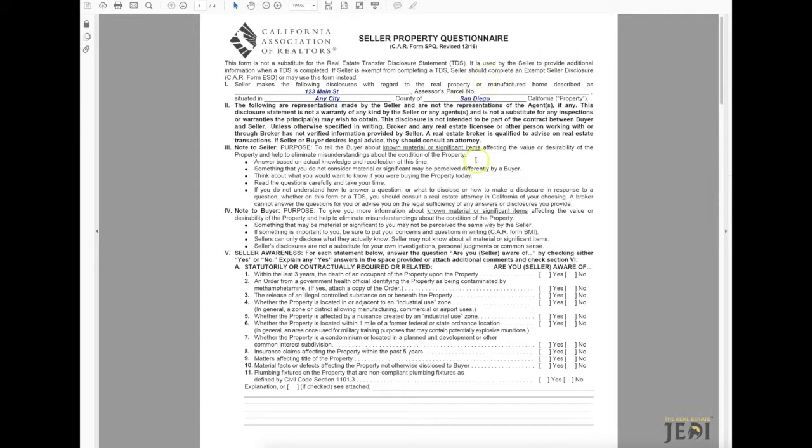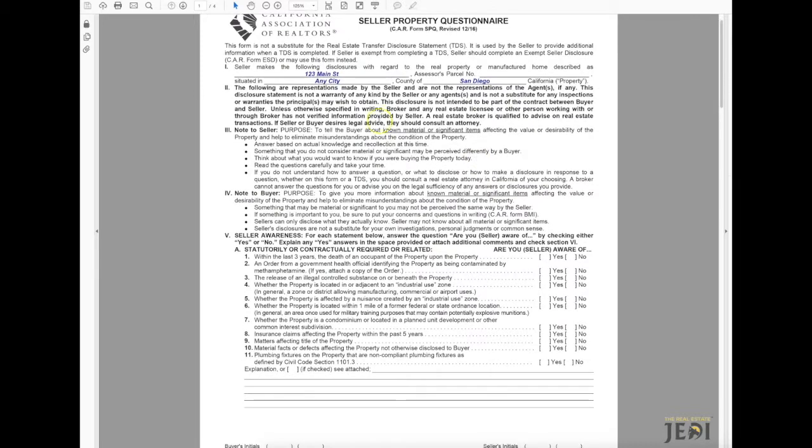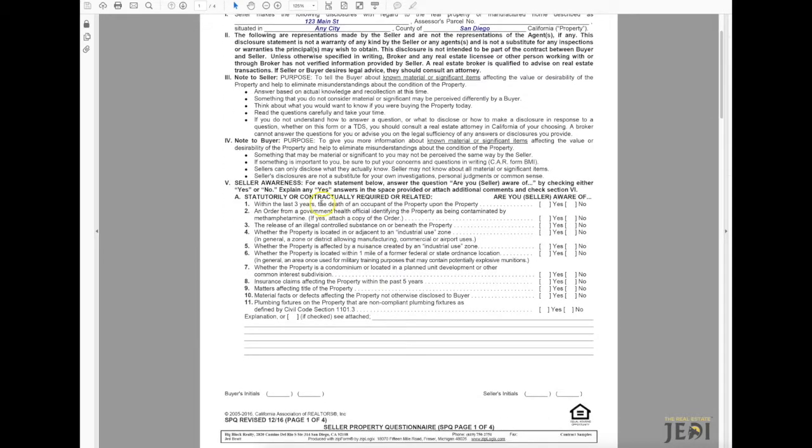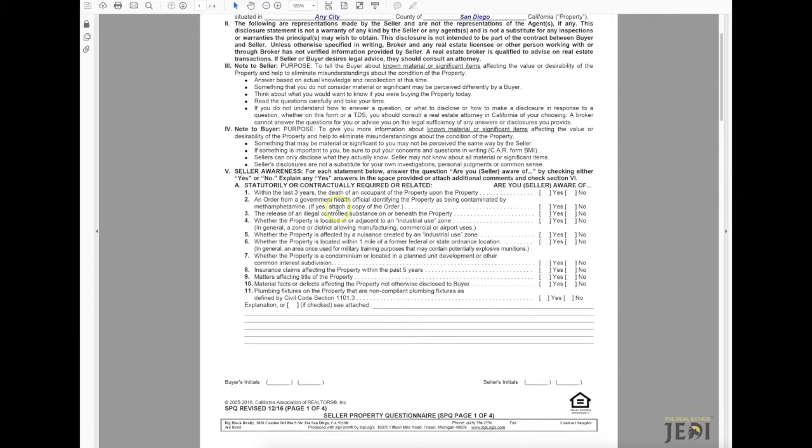So like I said, it overlaps. It might even ask you some of the questions that were framed in a different way on the real estate transfer disclosure statement, but it might ask it a different way here. And also it does address some new things. So again, just answer the questions straightforwardly to the best of your knowledge.